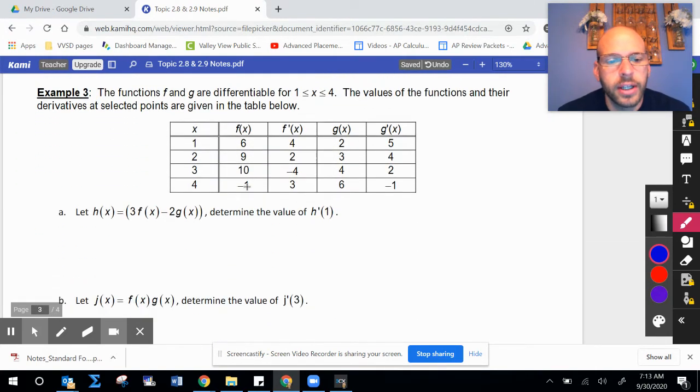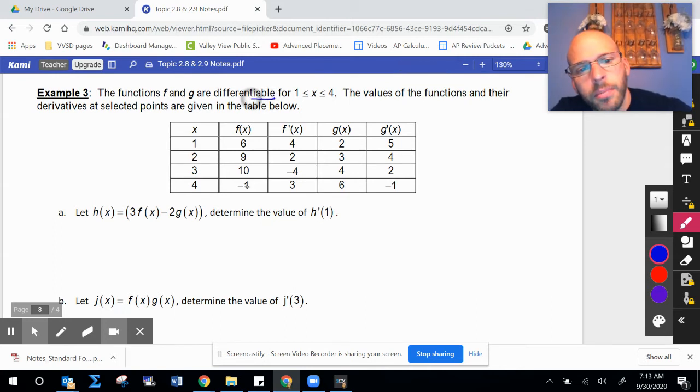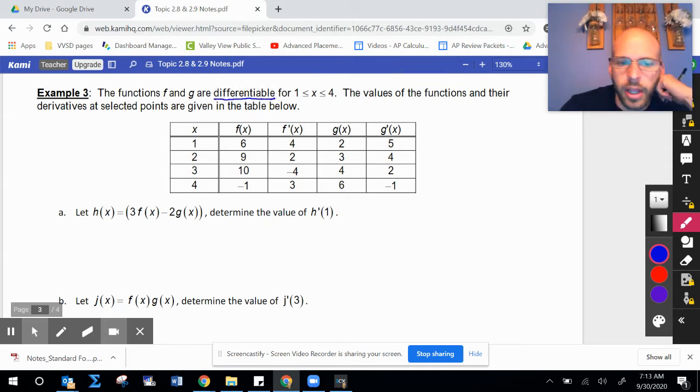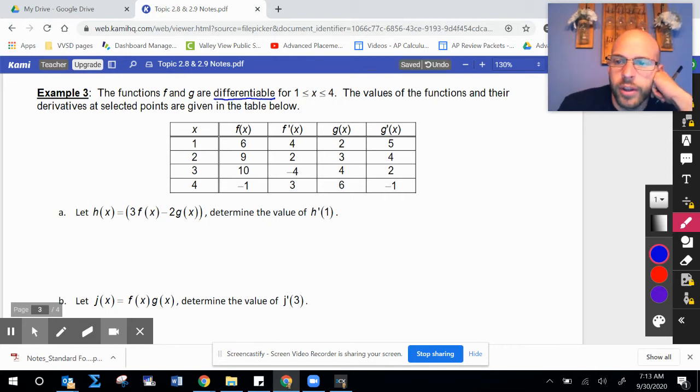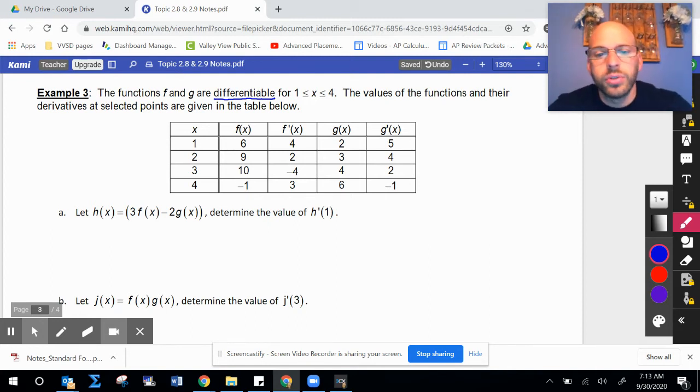Okay? So let's take a look at it from the function notation. All right. A couple things I want to point out, just little reminders. The word differentiable: f and g are differentiable for 1 to 4. That means that they're also continuous for 1 to 4. We do know that has to be true. And let's see if we can answer some of these questions using our properties.